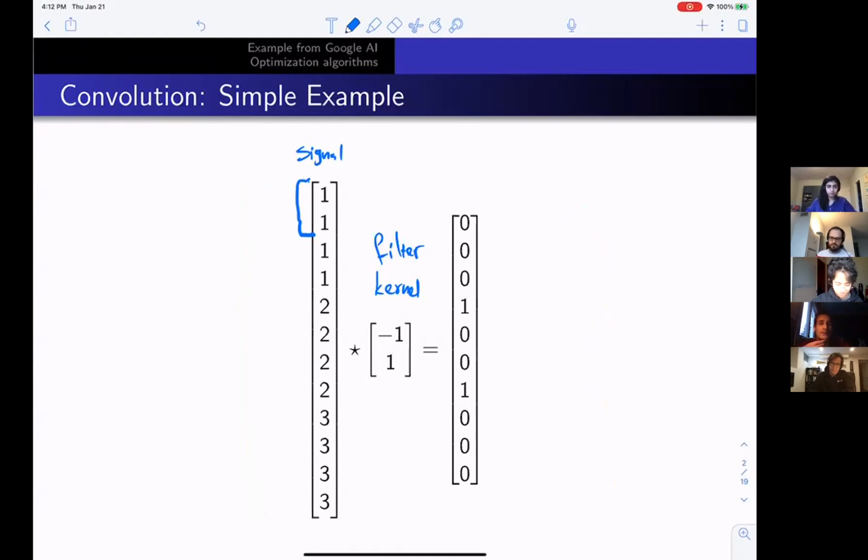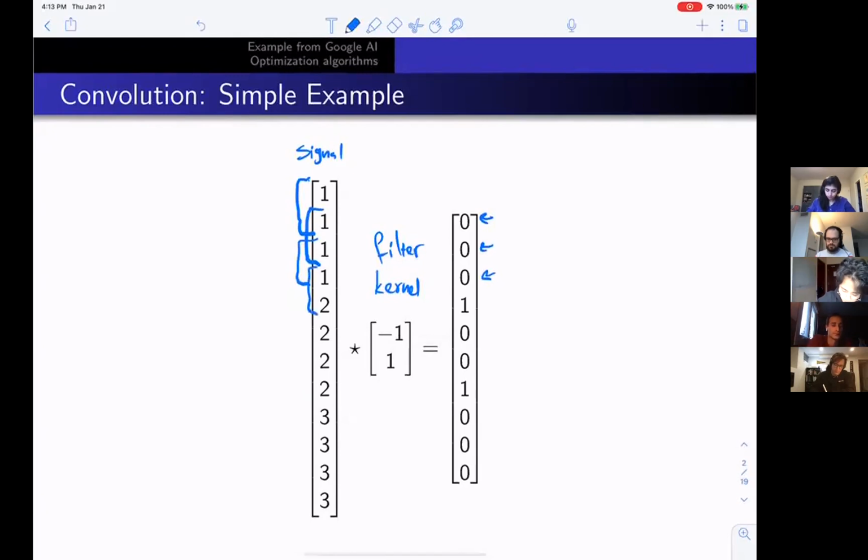Once you do an inner product between 1, 1 and -1, 1, you get 0. Then you switch to the next neighborhood. You do an inner product between 1, 1 and again -1, 1. What do you get? Another 0. Then the next neighborhood is 1, 1 again, so again you get 0. Then we have 1, 2. The inner product of 1, 2 with -1, 1 is equal to 1.